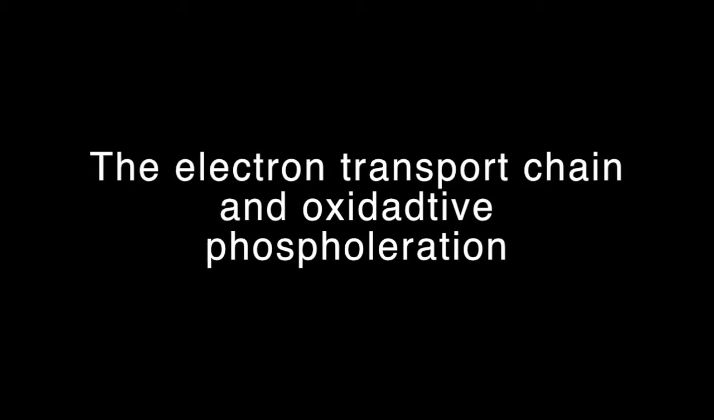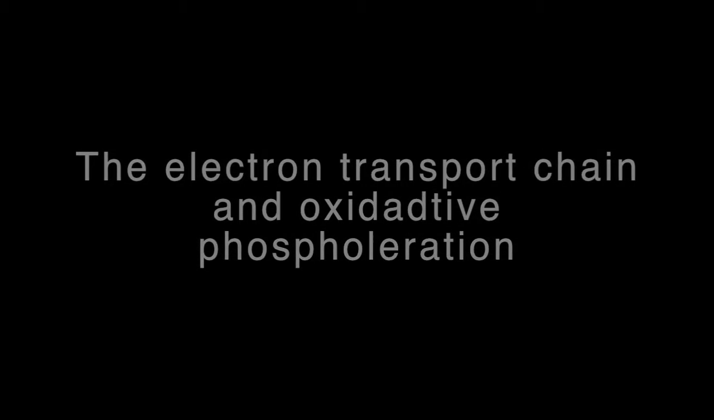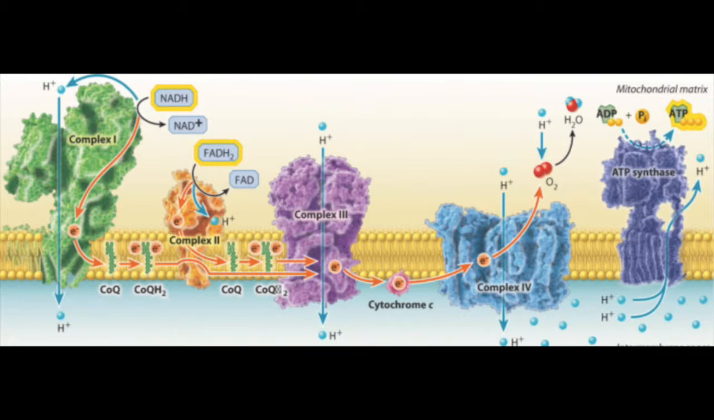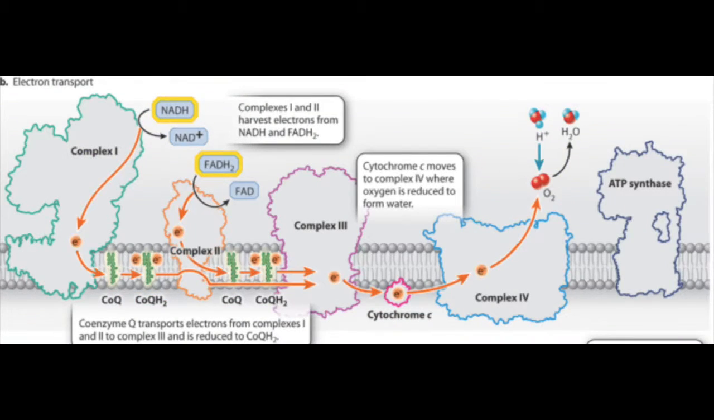The fourth stage of cellular respiration is the electron transport chain and oxidative phosphorylation. The electron transport chain consists of 4 complexes, which use the products created in the citric acid cycle, which are NADH and FADH2. NADH and FADH2 are oxidized into NAD+ and FAD, and the electrons that are released are used as energy in order to go through the complexes.